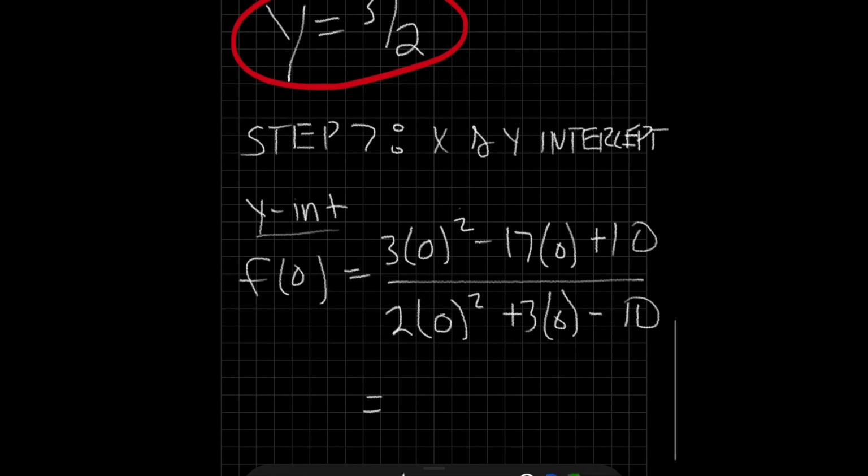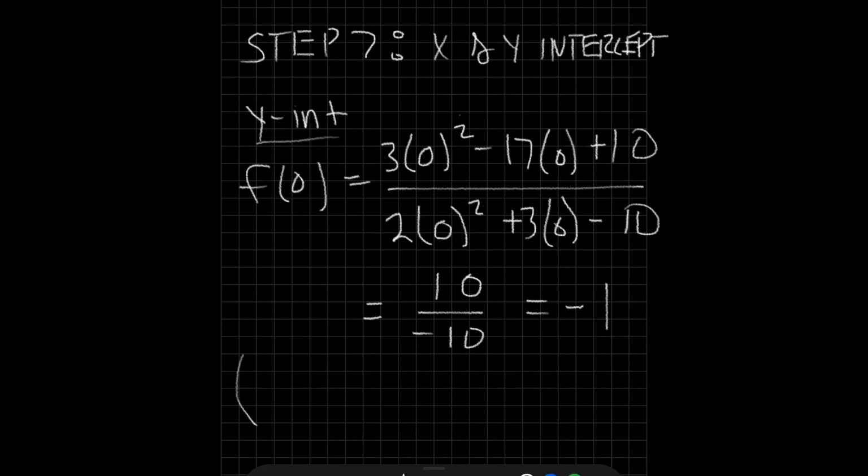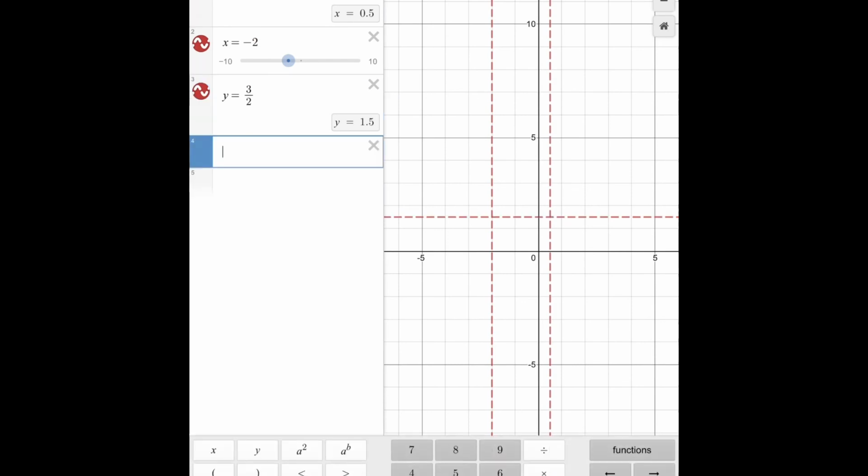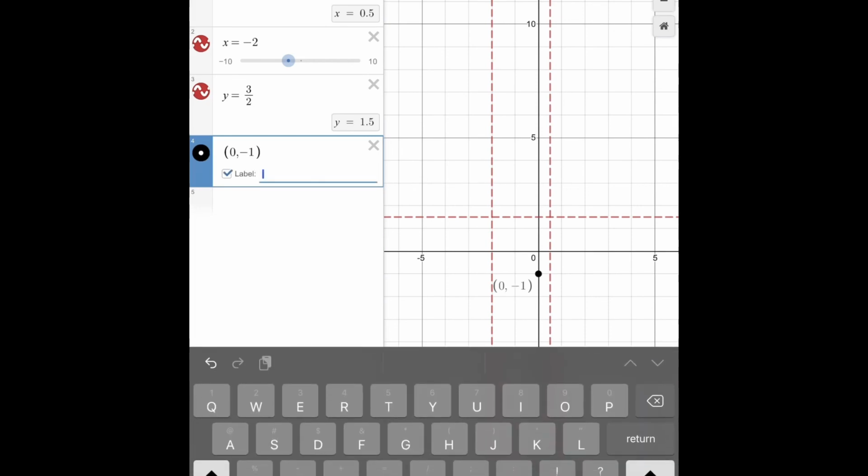And I see that I end up with 10 divided by -10, which is -1. So I have a y-intercept at (0, -1). And let's go ahead and plot that on Desmos. Our intercept will be at (0, -1). And we'll go ahead and label that. That's our y-intercept.